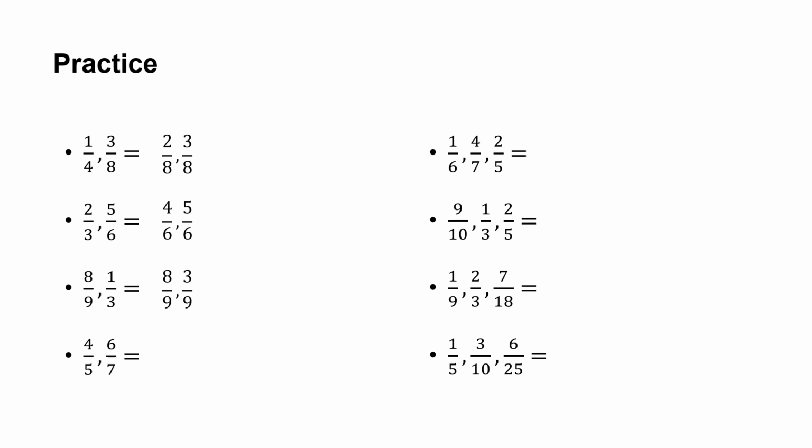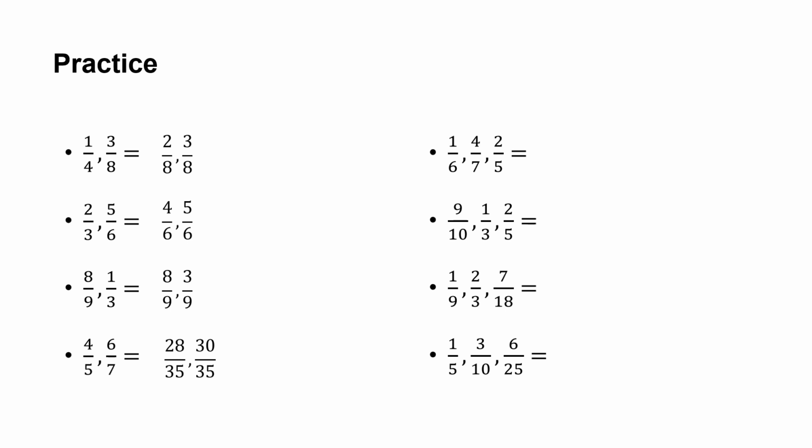Next, we have 4/5 and 6/7. In this case, we can't just use one of these denominators as the lowest common denominator. So we're going to have to multiply the 5 by the 7. This gives us 35. So I think this is going to be our lowest common denominator in this case. So to get from 4/5 to something over 35, we multiply top and bottom by 7. So this is going to give us 28 over 35. And then we have 6 over 7, which we're going to multiply top and bottom by 5. This gives us 30 over 35.